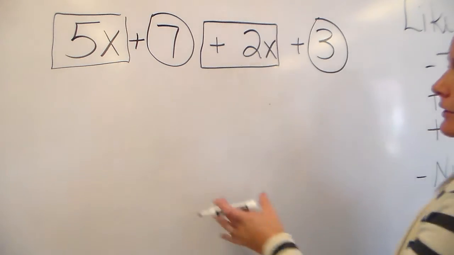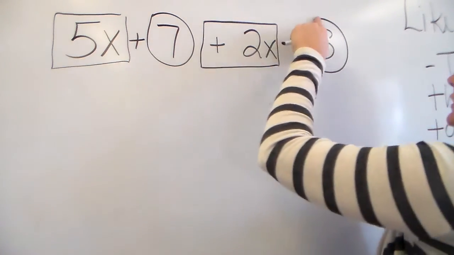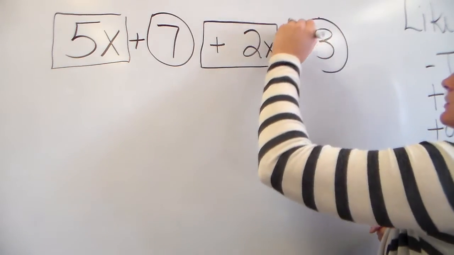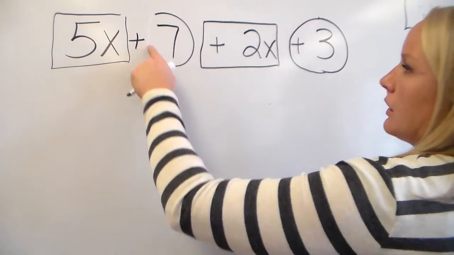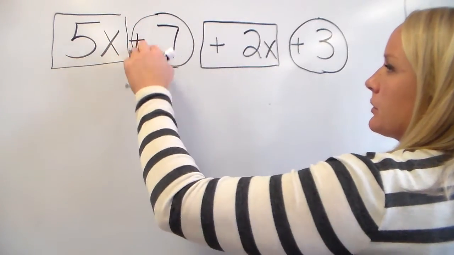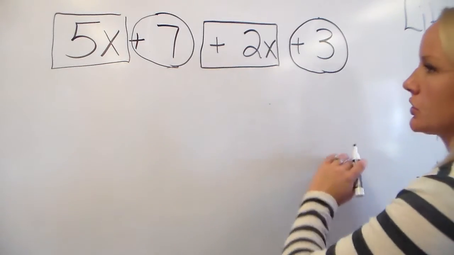So now I can combine the ones that are like terms. 5x, oops, and I didn't include my circle around my plus, which I told you to do. Okay? Let's go back and do that. So we know whether we're dealing with positives, negatives, adding, subtracting. We can see it's all addition here.